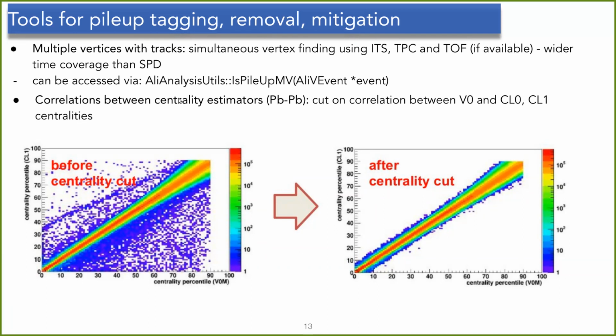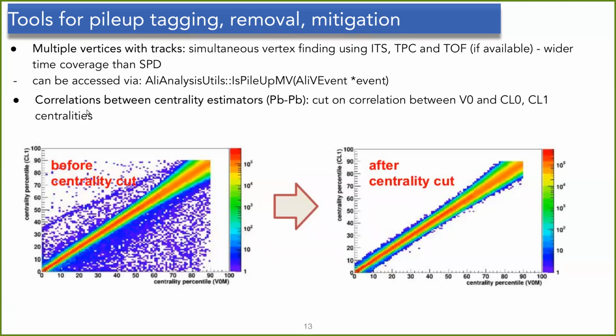Then in the case of lead-lead collisions or heavy ion collisions, we also use some additional pileup cut to remove the pileup events. And this additional cut is done using the correlation between the V0 and SPD.